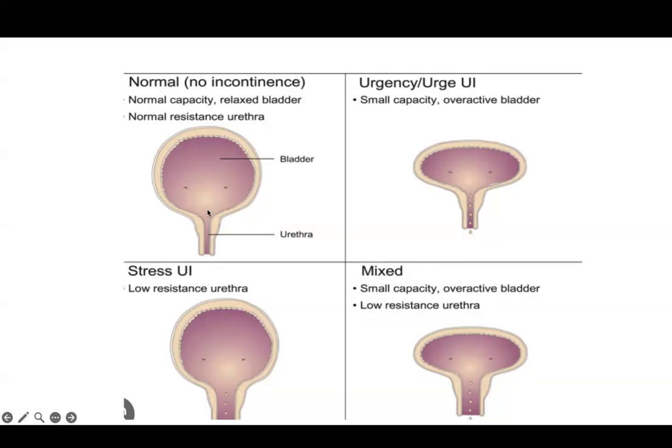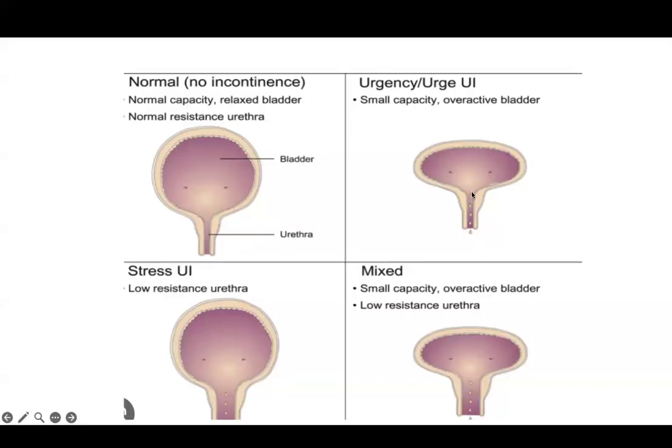If we look at this picture, we can see in the normal bladder, the detrusor muscle does not have any contraction and the urethra becomes closed. So it is a normal bladder. In stress incontinence, there is no change in the detrusor muscle. However, the sphincter opens, and during a raise in intra-abdominal pressure, the sphincter opens and urine leaks. So this is stress incontinence.